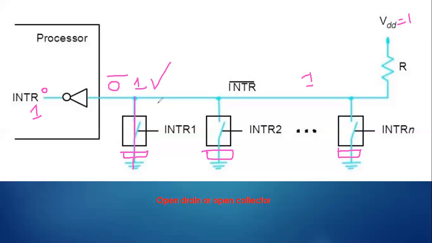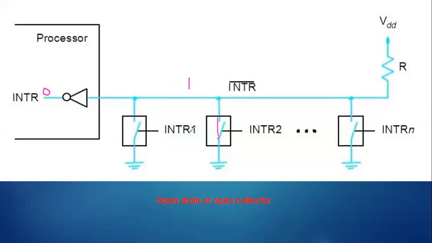Now you may have a doubt: this is the first device, second device, and third device, and we are using a common line. Let me clear the screen. We are using a common line. One is the voltage over here, meanwhile we have 0 over here. If this device is closing the latch, then VDD will be equal to 0. The complement of 0 will be 1, INTR will become 1, and the processor will come to know that yes, some device is raising an interrupt request.